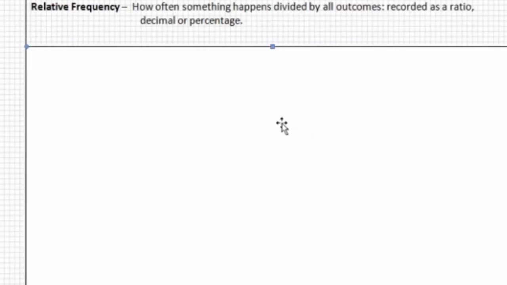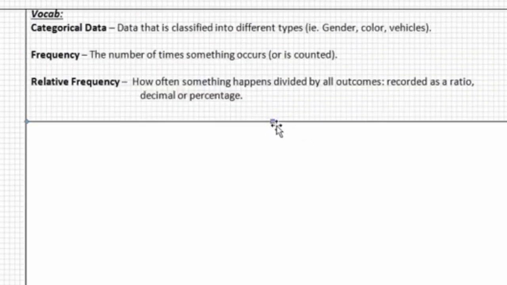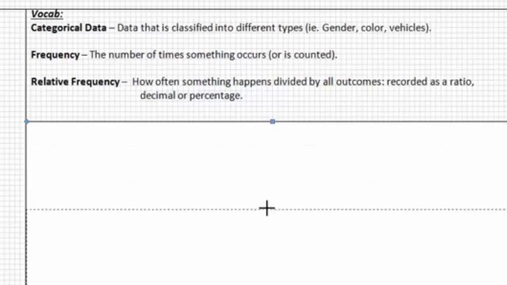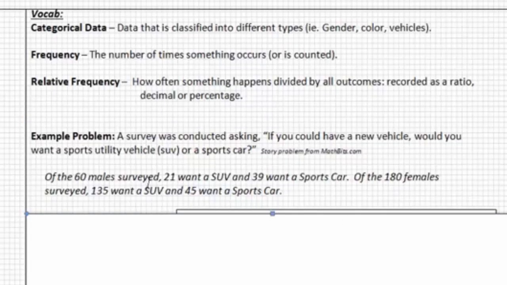So let's use an example of some data I got from a website called mathbits.com, talking about a survey for a car. The example problem is that a survey was conducted asking, if you could have a new vehicle, would you want a sports utility vehicle, also known as an SUV, or a sports car? And here were the results. Of the 60 males surveyed, 21 want an SUV and 39 want a sports car. Of the 180 females surveyed, 135 want an SUV and 45 want a sports car.